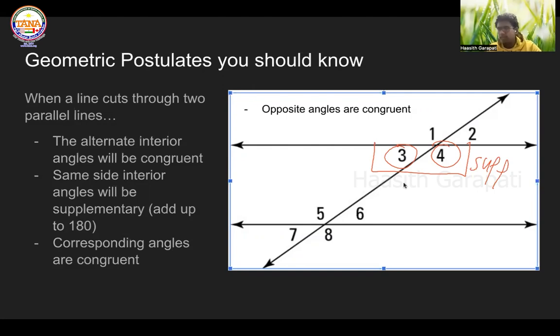Now you might be thinking, how is that helpful? Well, if you know the value of, let's say, angle 3, and you know that angle 3 plus angle 4 is equal to 180, then you can subtract angle 3 from 180 and you'll be able to find angle 4. Simple as that. So, okay, let's put this to some actual use.